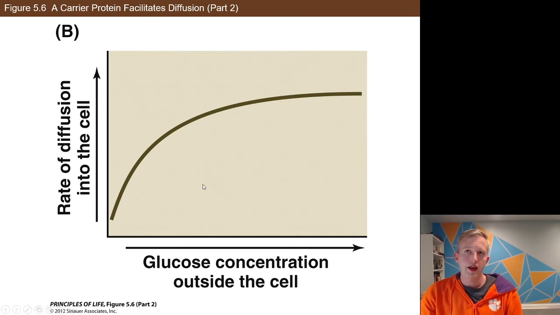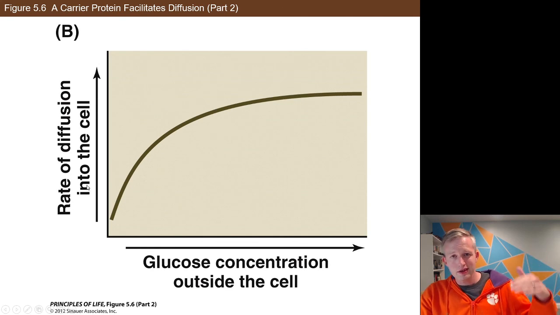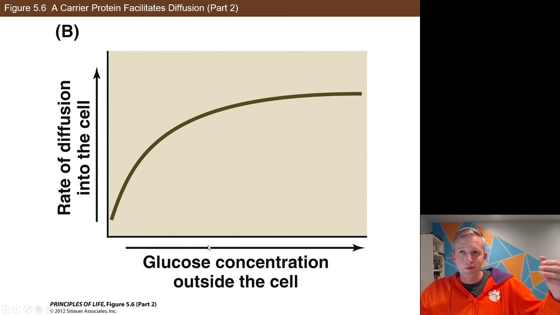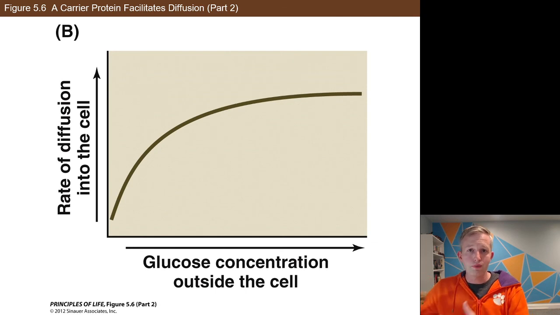It's important to know that any example of facilitated diffusion has rate limits, because even if we have a huge concentration of glucose outside of the cell, which would be as we move to the right on this chart, at a certain point, the rate of diffusion is going to stop going up because, okay, you've got so much glucose, there's plenty of glucose, but there's simply not enough carrier proteins to keep up with the demand.